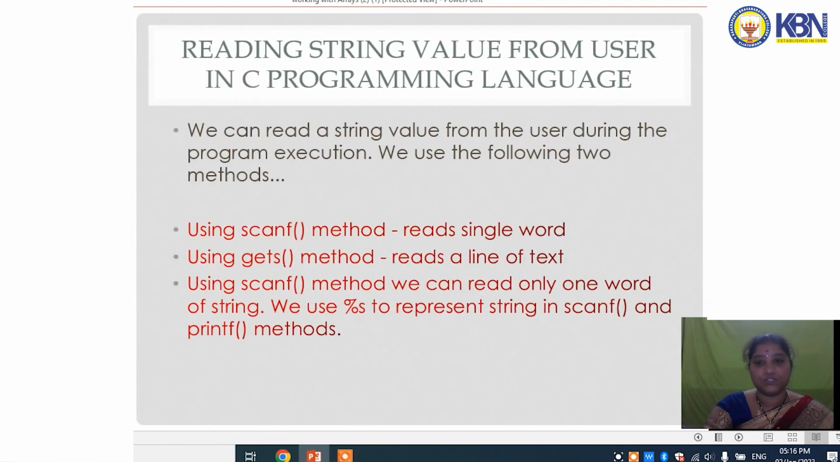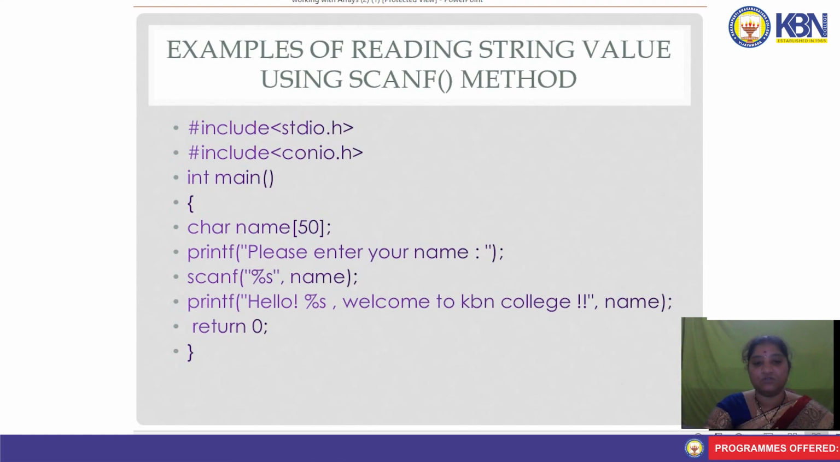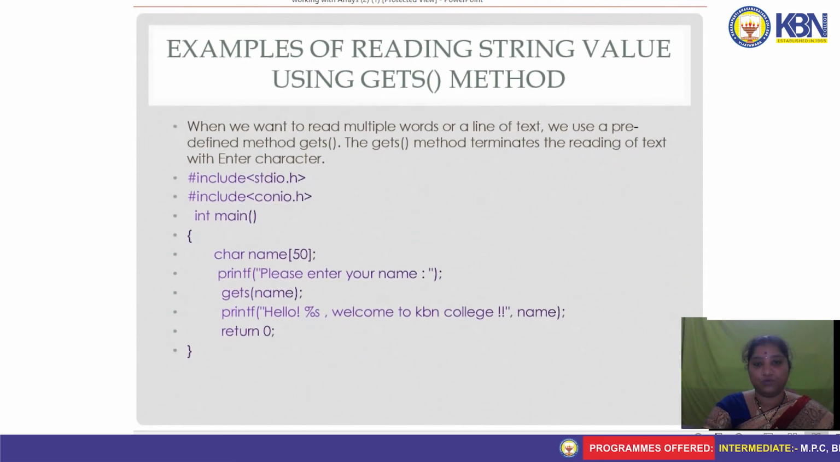And then how to read string values from the user during program execution. We can follow 2 methods: the scanf statement and the gets method. You already know scanf statements in C programs, and gets also. In strings, scanf reads a single word, and the gets method is used to read a line of text. With scanf we can read only one word of a string, using the percent format, and printf methods also. And this is an example of how to read a string value using the scanf method, and how to read a string value using the gets method.